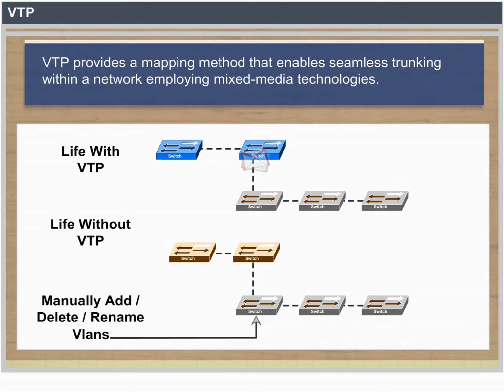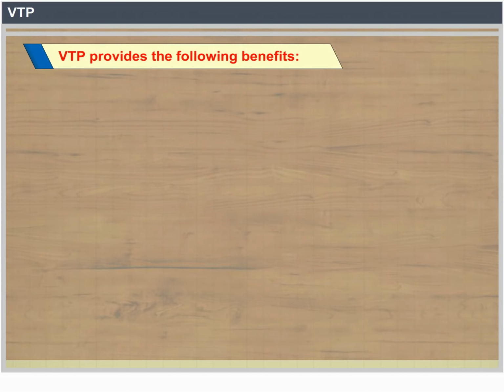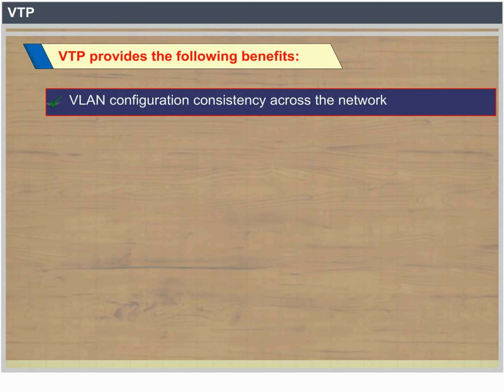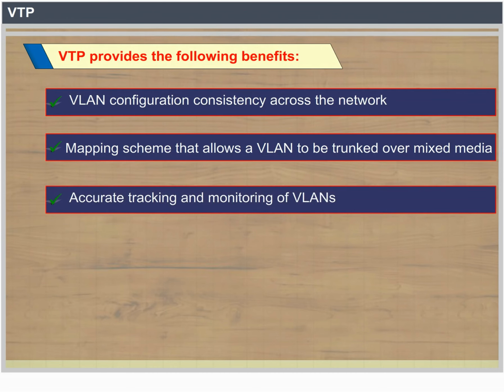VTP provides the following benefits: VLAN configuration consistency across the network, a mapping scheme that allows a VLAN to be trunked over mixed media, accurate tracking and monitoring of VLANs, dynamic reporting of added VLANs across the network, and plug-and-play configuration when adding new VLANs.